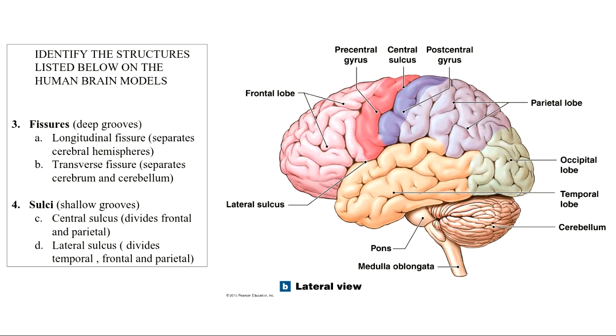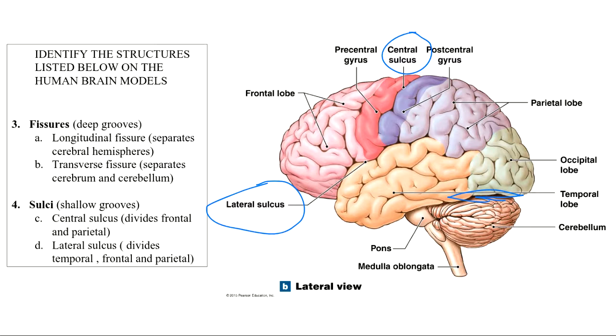The lecture portion covered a lot of this stuff, but basically fissures are deeper grooves that are separating the cerebral hemispheres. So a longitudinal fissure is going to separate the left and right hemispheres. Transverse fissure is going to separate the cerebrum from the cerebellum. So the transverse fissure, for instance, would be down here. Sulci are just shallower grooves. The central and lateral sulcus are the two primary ones that I have listed there that you want to make sure that you're aware of.